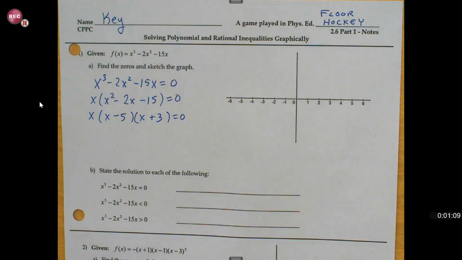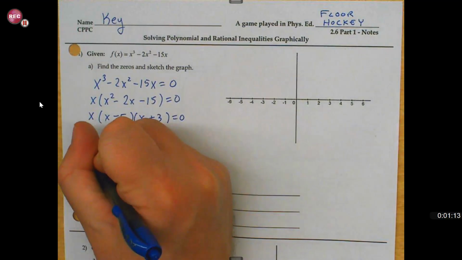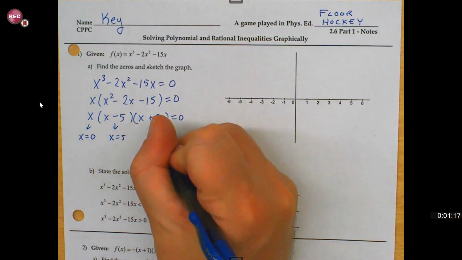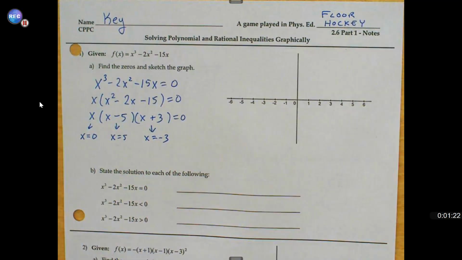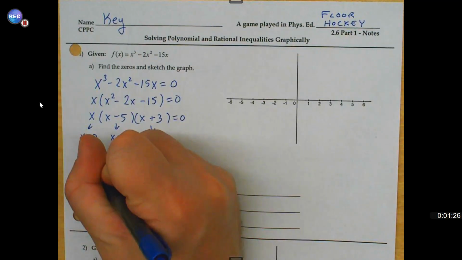Now we're going to set each factor equal to 0. For this first one, we'll just get x equals 0. Here we'll get x equals 5. And here we'll get x equals -3. Now, since each factor occurs one time, that means the zeros each have a multiplicity of 1.